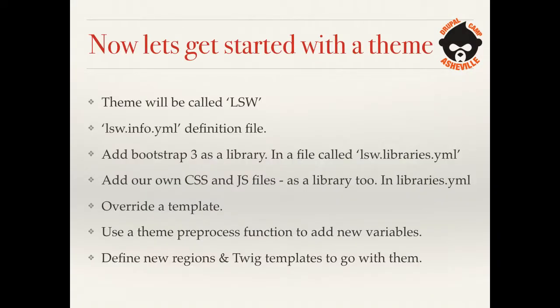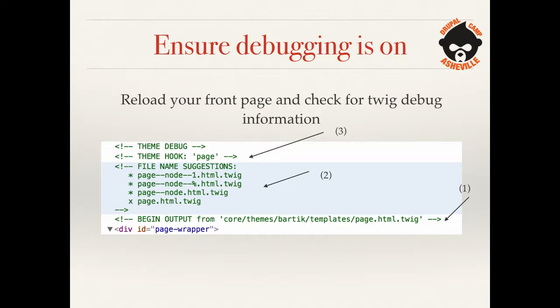Okay. So in that information you get what template is actually being used. Number one there, it's saying begin output from, and it will actually say end output from. So you know what template is being used to render this piece of content in the page. You know where it is, you can go and look it up. There's also the file name suggestions that says if you want to override this, these are some suggestions from least specific, well, most specific at the top to least specific at the bottom. So page.html.twig in this case will do all pages unless something's overridden it.